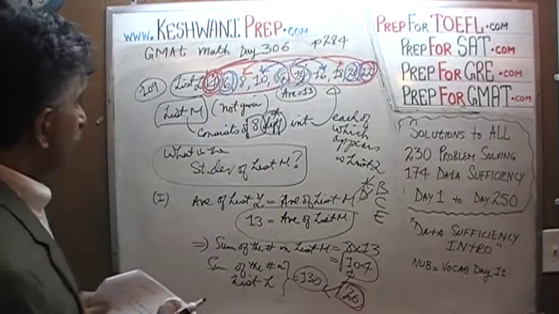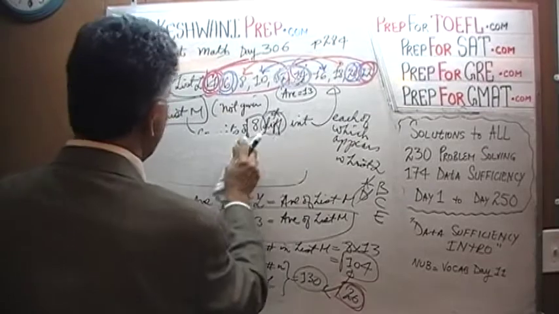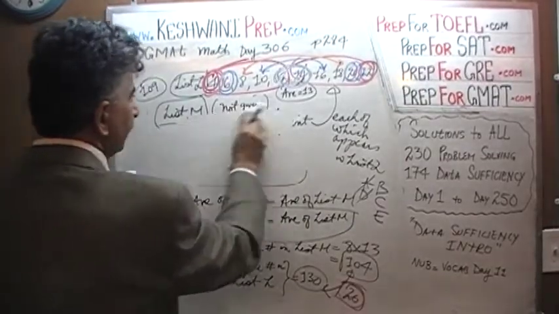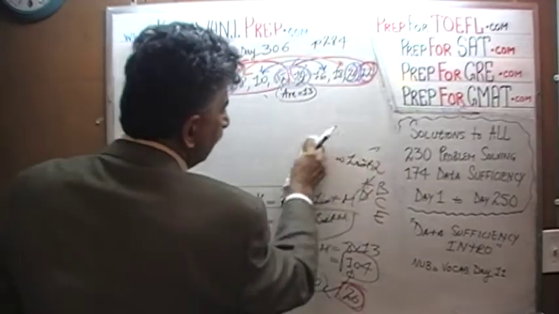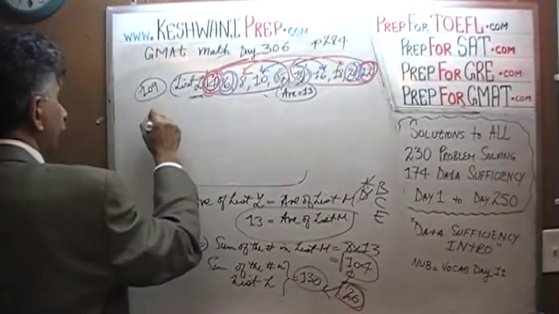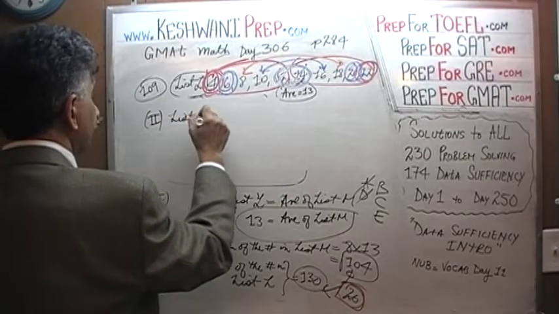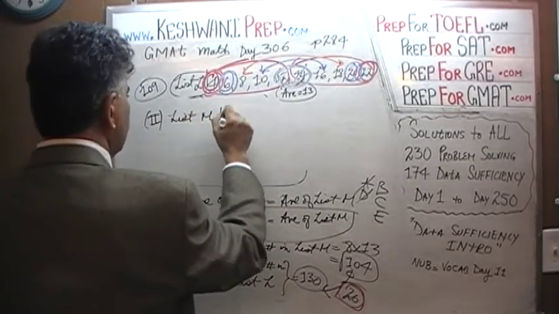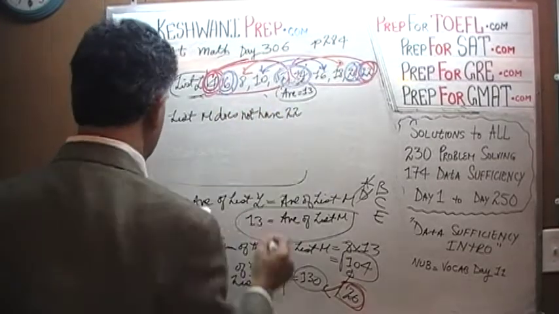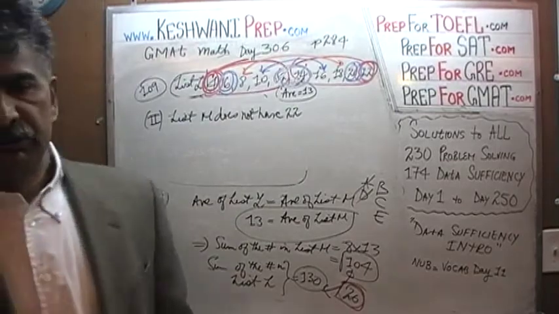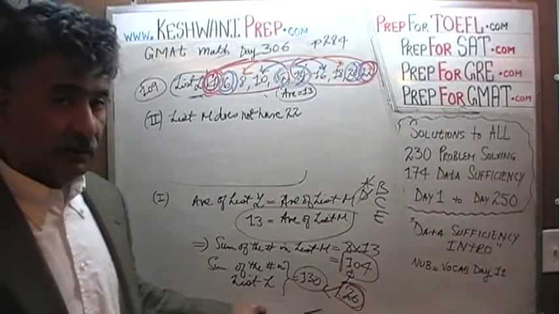Statement number two. I need the room, we need the room big time, so I have to erase something here. Remember, list M has eight different numbers. So here is our statement number two. Statement number two says that list M does not have 22. The list that we're looking for does not contain 22.